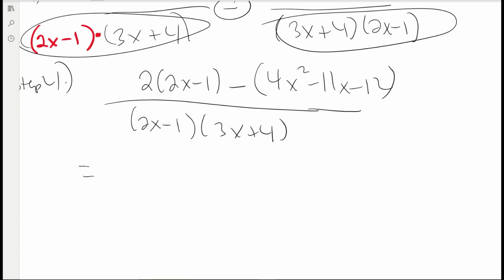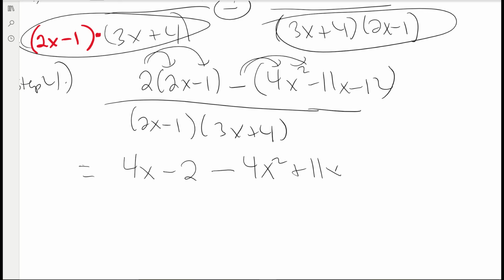So now we're simplifying at this point, so we can distribute the 2 here. So we get 2 times 2x is 4x minus 2, 2 times 1 is 2, minus, now you're going to distribute the negative here. So negative 4x squared, and then a double negative for the 11 makes it positive 11x. The double negative for the 12, because you have a negative here, negative there, is going to be positive 12.